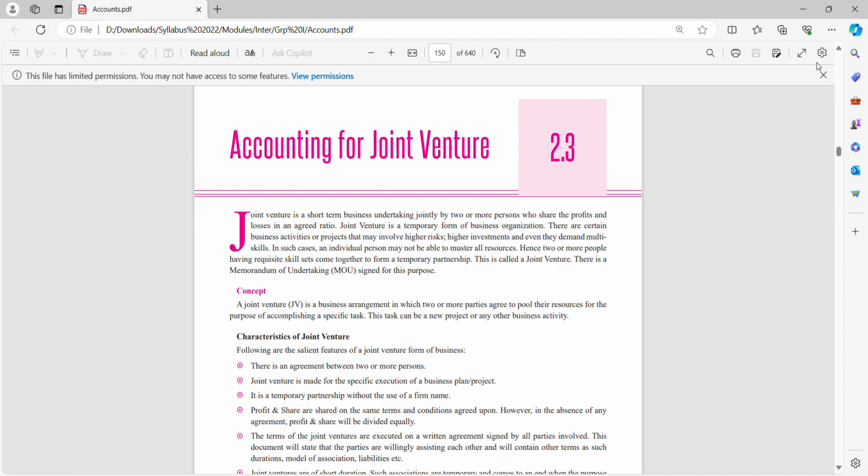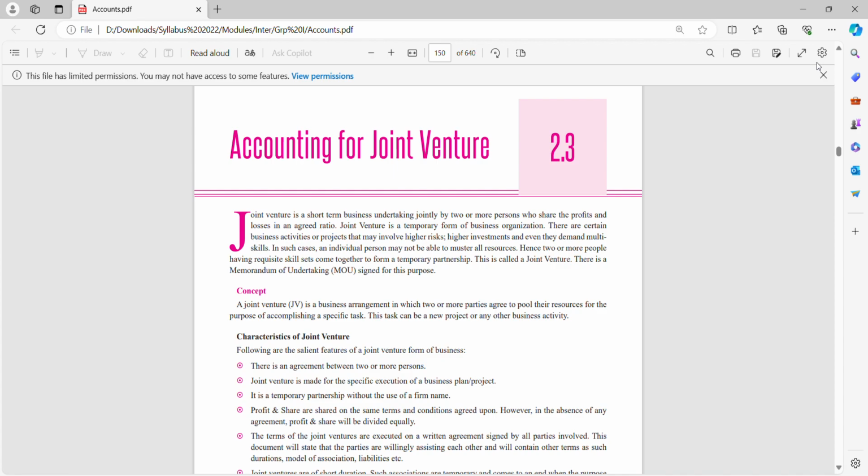Now what is joint venture? If I try to understand in simple layman language, a joint venture is where I enter into a transaction with a party for a very small period of time, say for 6 months, 7 months. Once that project is completed, or once the period is over, I'll close the venture. Sometimes the venture goes on for a longer period, sometimes for a shorter period. So they are usually created for a specific item.